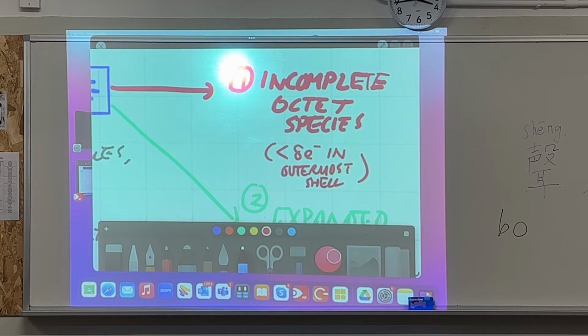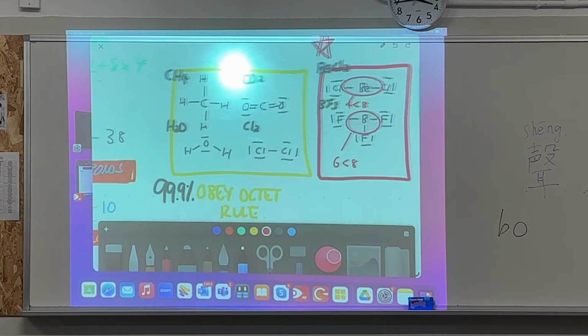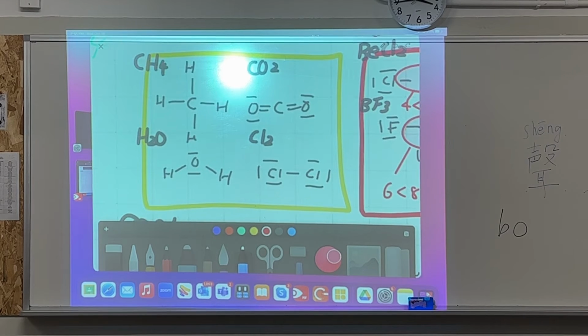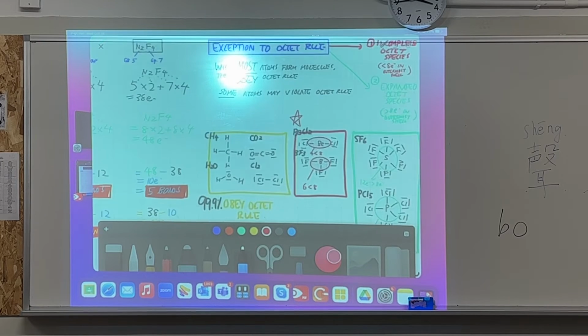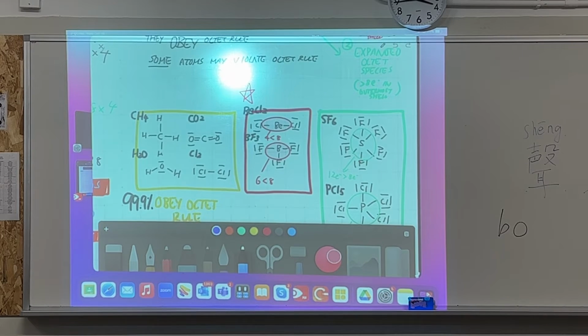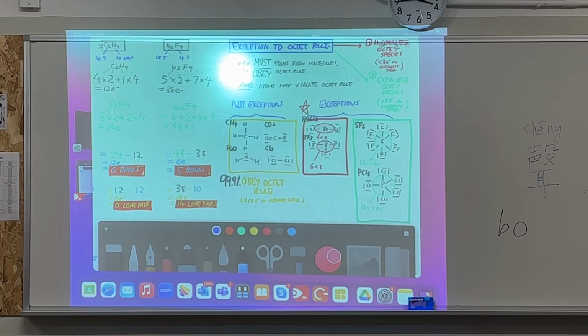Most of the molecules are like these yellow ones, so they obey the octet rule. They have 8 electrons in the outermost shell. These are not exceptions. They play by the rule. And these 2 are exceptions. Exceptions are exceptions. You need to memorize them. They break the rules, but yet they exist.